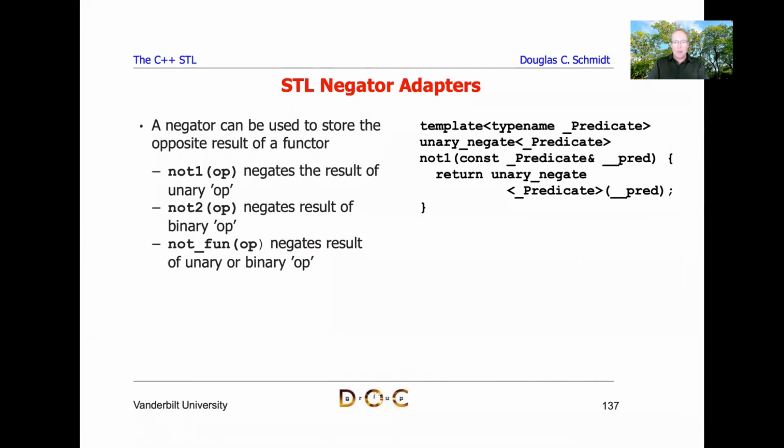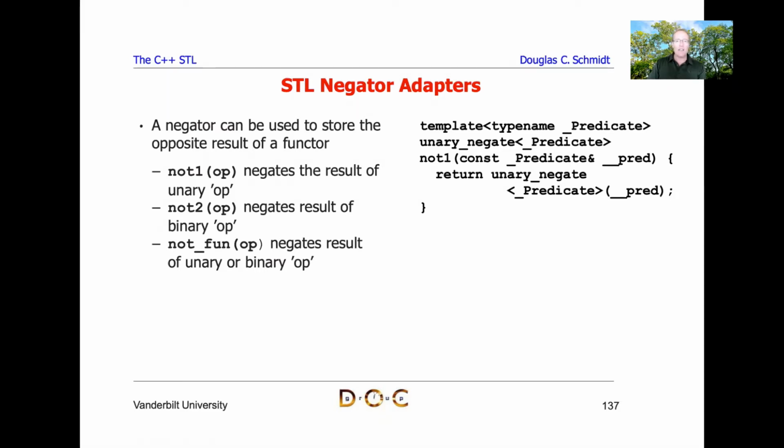So now that we've talked about binders, we're going to talk about negators. And negators are often used in conjunction with functors or other binders and so on. What a negator does is it's used to store a functor that, when evaluated, will return the opposite result of the functor that was evaluated. And there's three different variants of this.